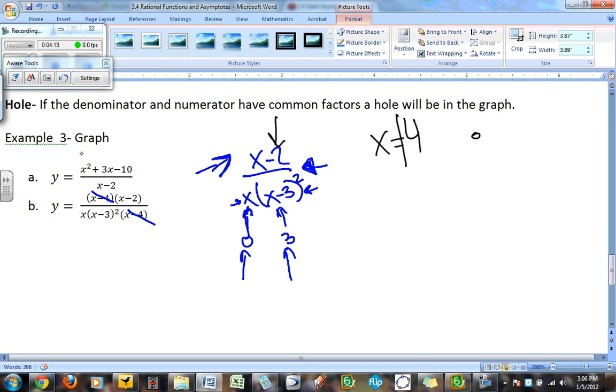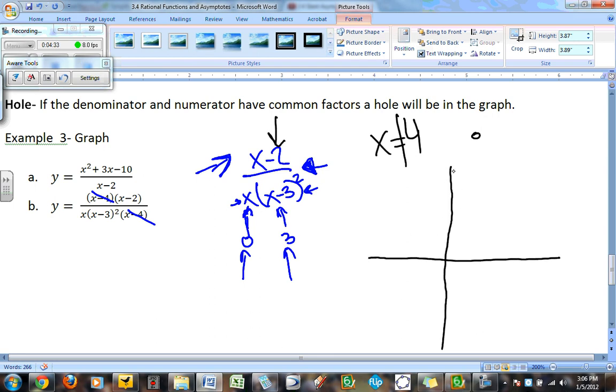All right, so they're actually telling us to graph this. So let's graph this guy, I guess. We said that there was going to be an asymptote at 0 and 3.